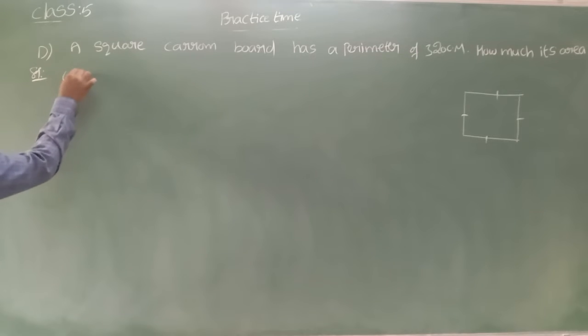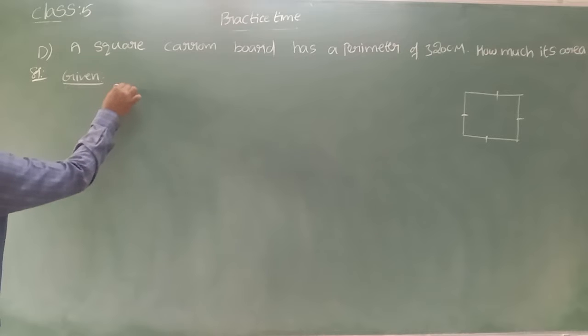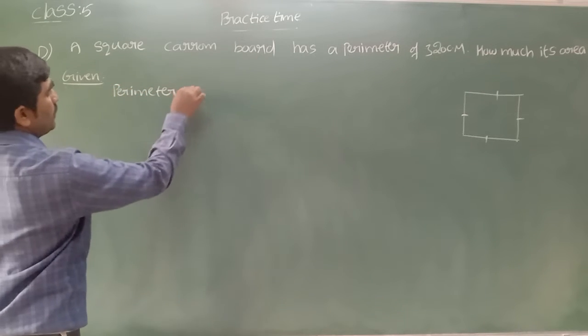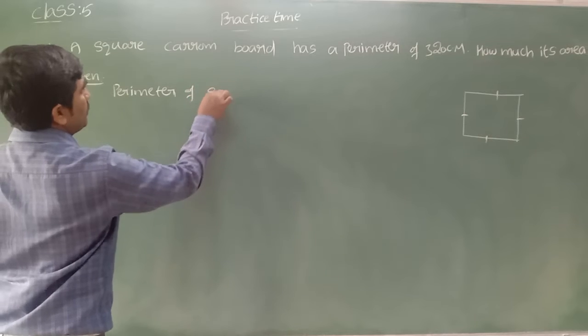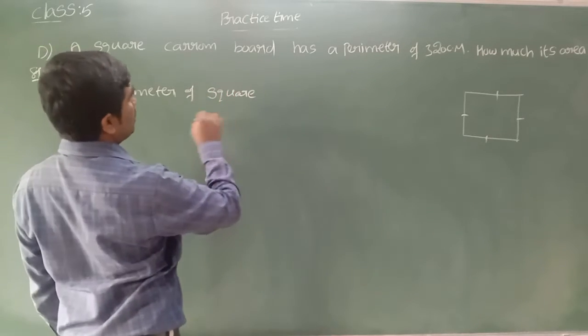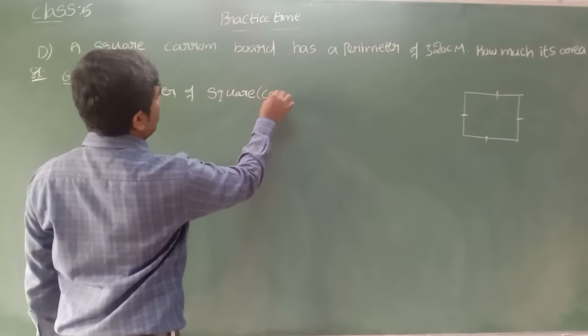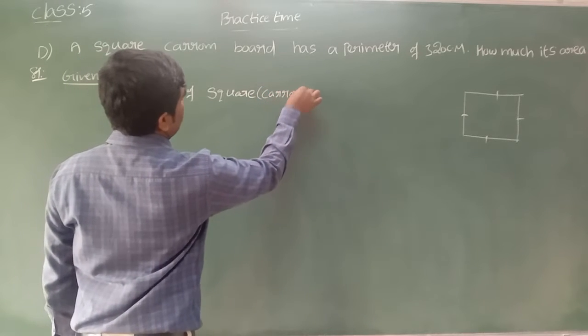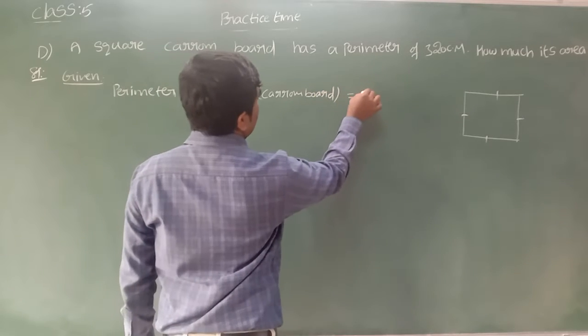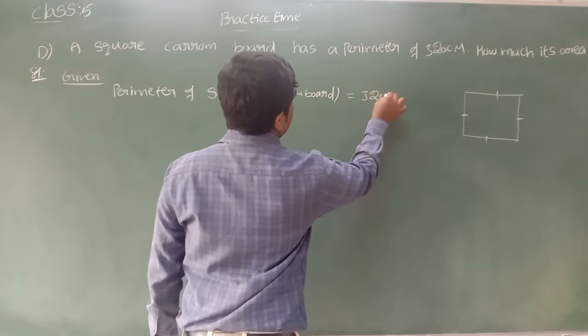So let us write the given first. The perimeter of the square carom board is equal to 320 centimeters.